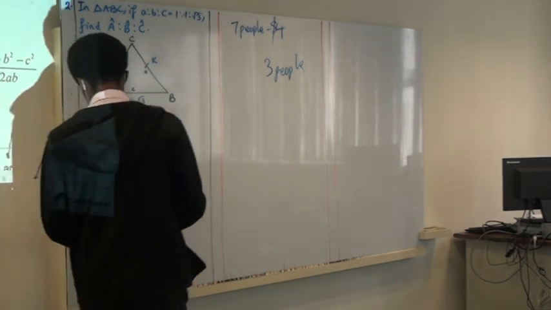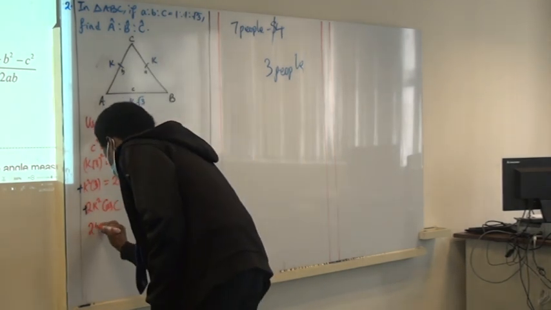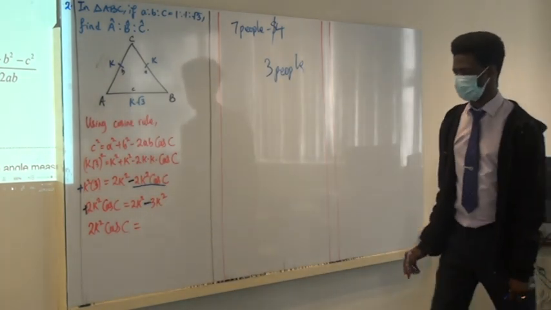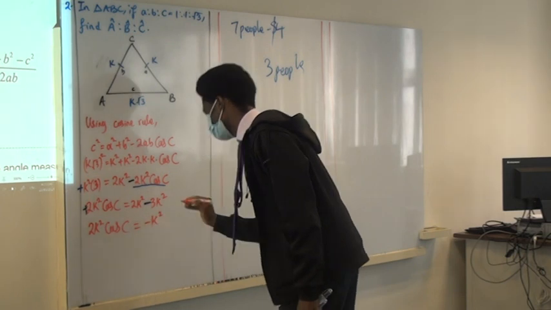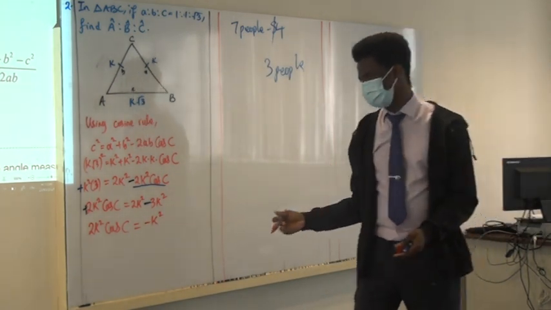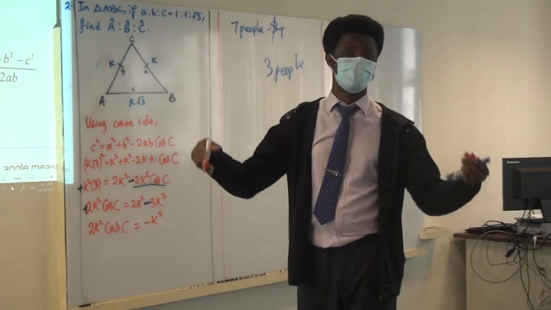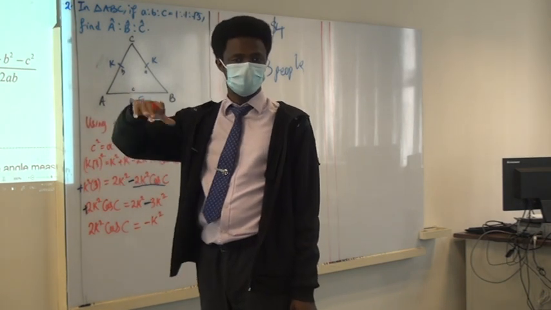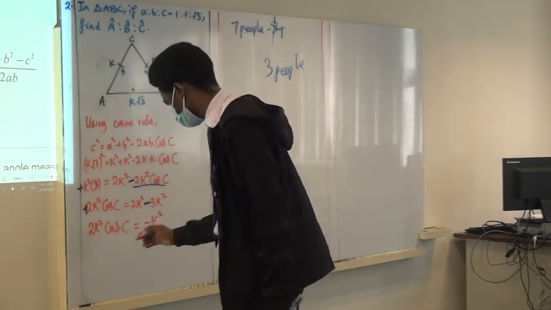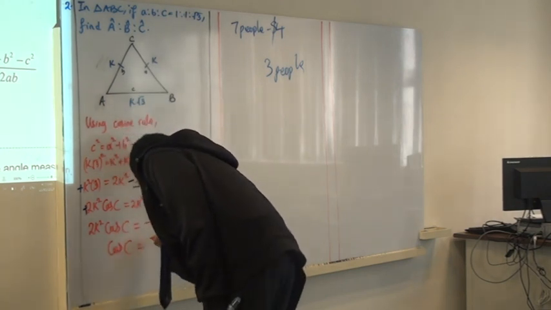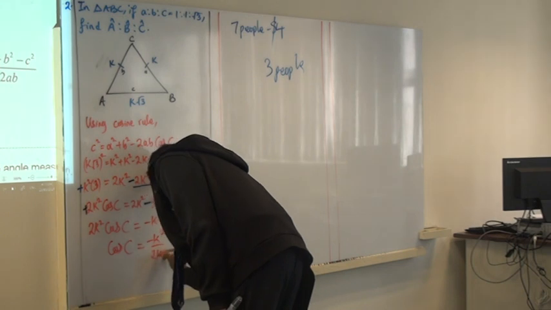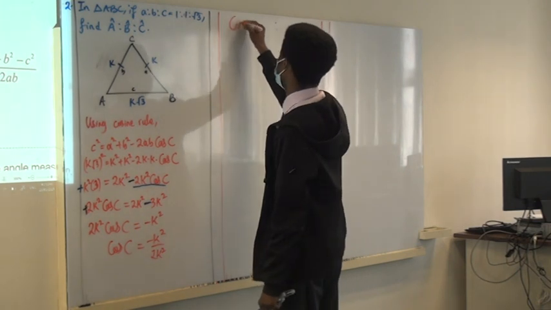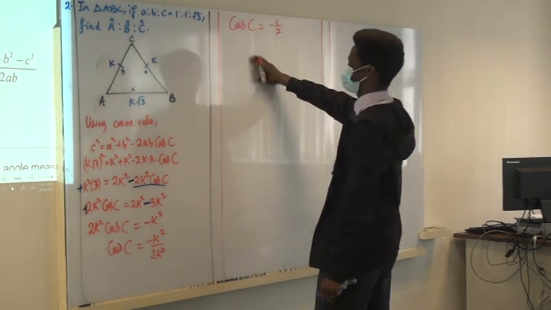Anyways, now that we've got that over with, 2k squared cosine C is now equal to what? Negative k squared. Looks like we're having two unknowns, but that's okay. Maybe our calculator can do inverse sine of something k. Just ignore today's problem. Forget about the problem, it will sort itself. Cosine C is now going to be minus k squared over 2k squared. Am I right? Yes. So what is that? Negative half, negative 1 over 2.